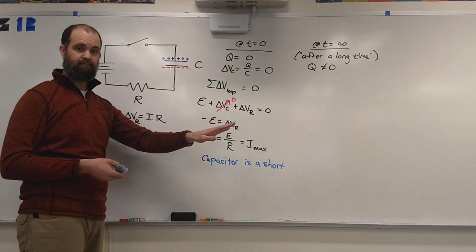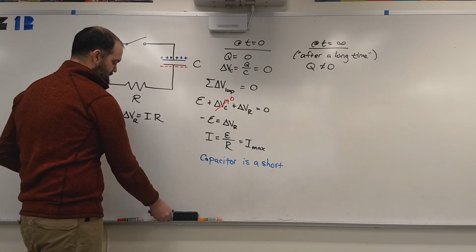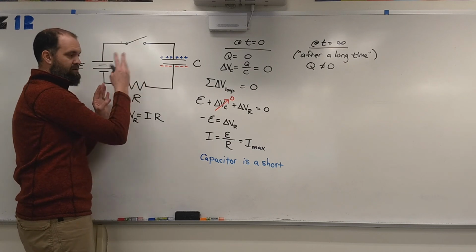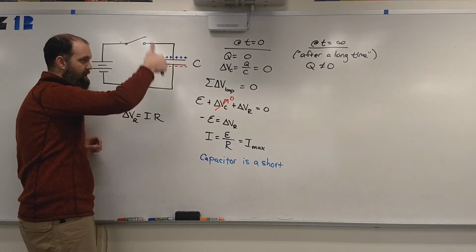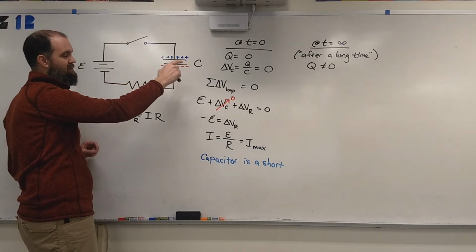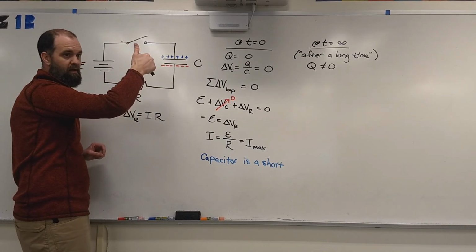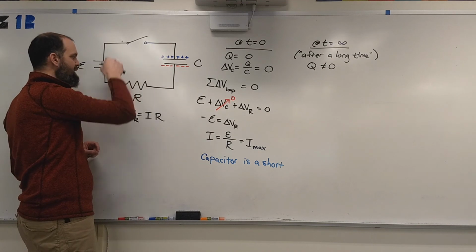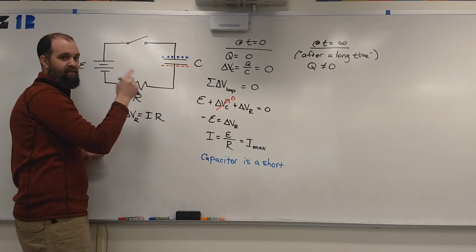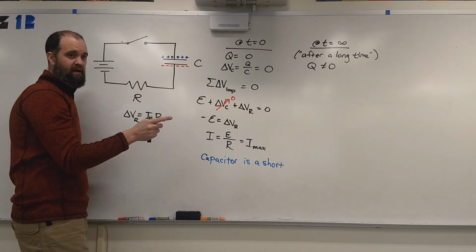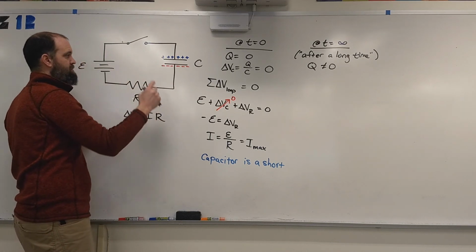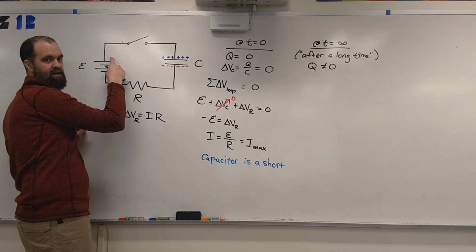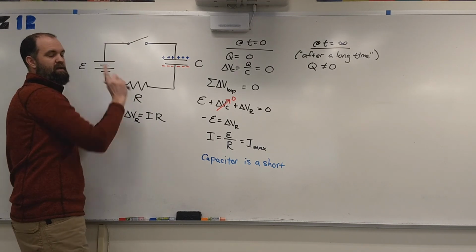Basically infinity. All right, so at that point, the current is going to go down and down and down because the potential difference across the capacitor is going to go up and up and up, because the charge on the capacitor is going up and up and up. That's going to happen until we get no more current flowing, and the only time we can get no more current flowing is if the potential difference across the capacitor is equal to the potential difference provided by the battery, that EMF. Think about why that is.